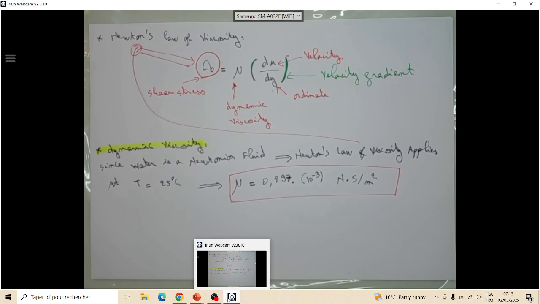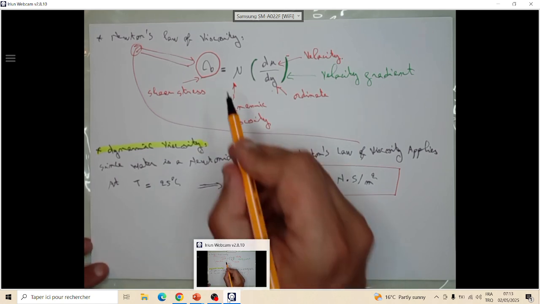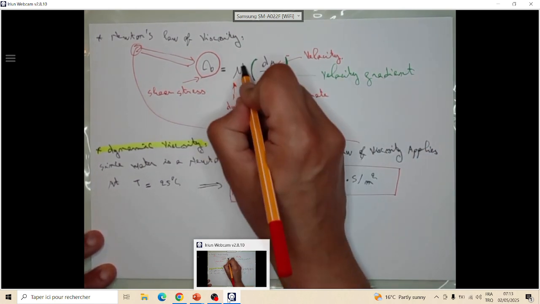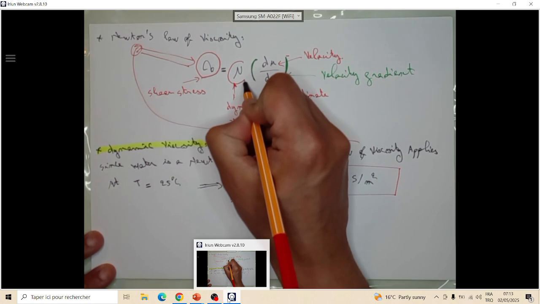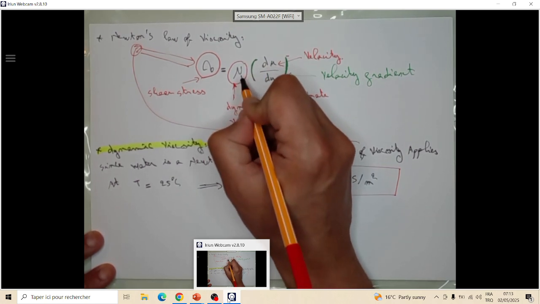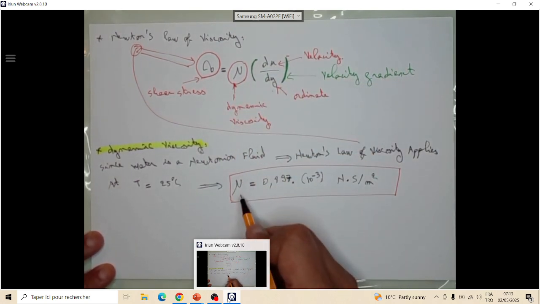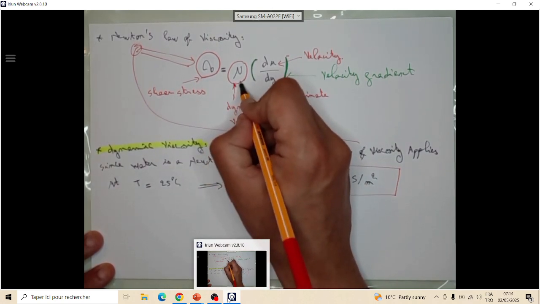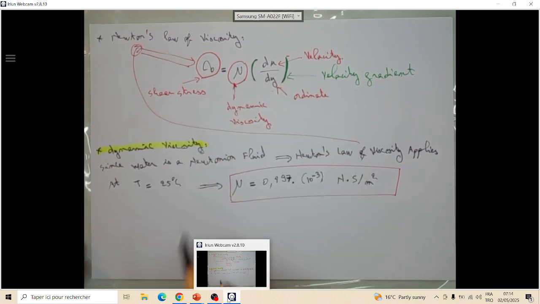Why have we calculated the value of the dynamic viscosity? Because we need it here, in Newton's law of viscosity. First I have calculated mu, the dynamic viscosity, because I will use it in this equation. So this is done. Let's continue to calculate the second term.